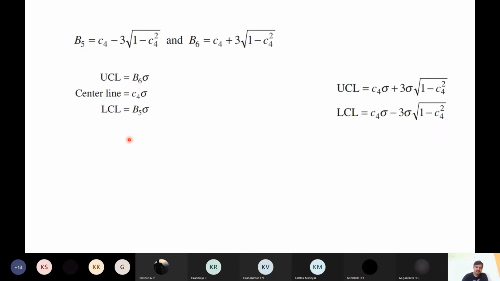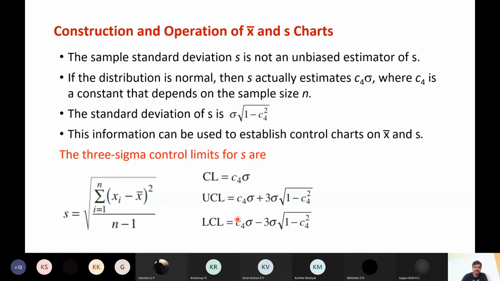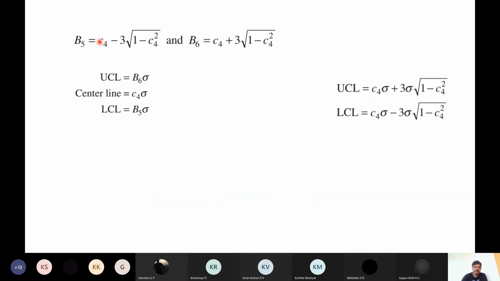These previous equations of upper control limit and lower control limit can be simplified like this. In the equation, C4 minus 3 root of 1 minus C4 square, if you take sigma common, then the remaining part can be written as one more constant called B5, which you can get from the table. Next, C4 plus 3 root of 1 minus C4 square can be written as B6.